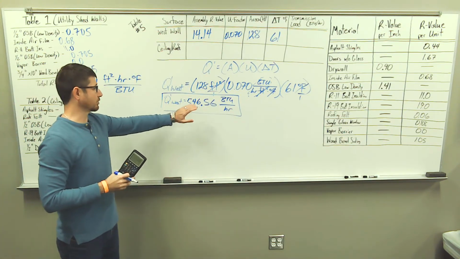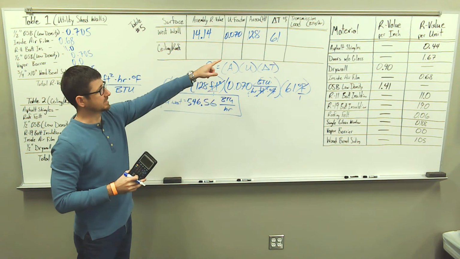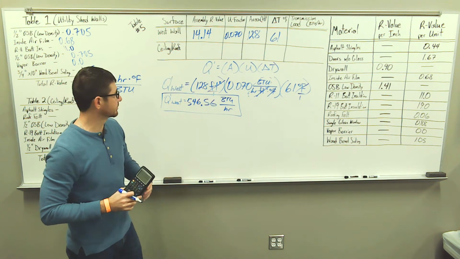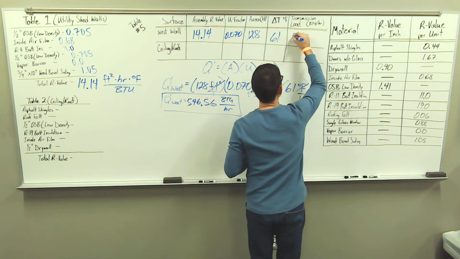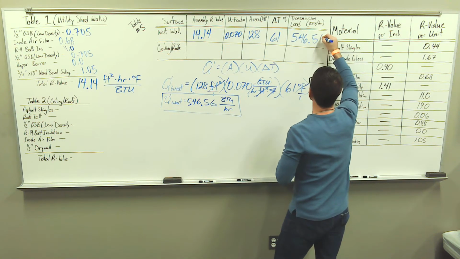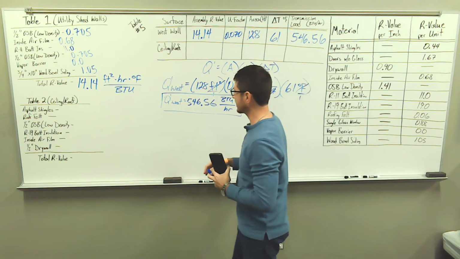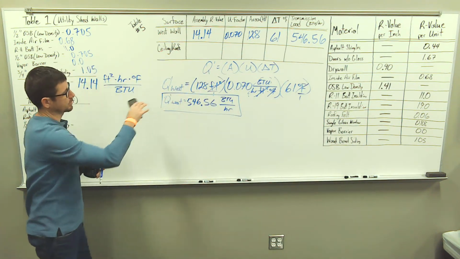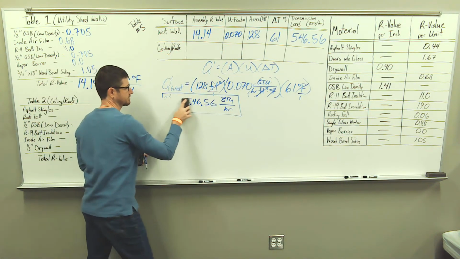So we're going to write our calculated value in table 5, transmission load for the west wall. So 546.56. Okay? So I'm going to erase this here.